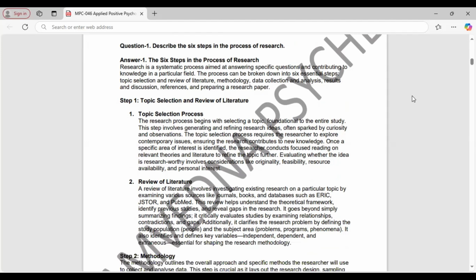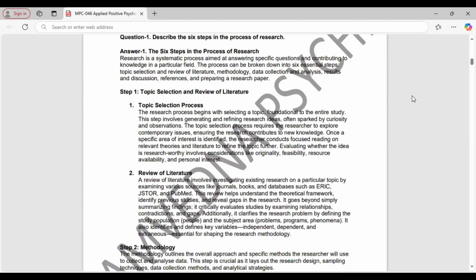First step is topic selection and review of literature. The research process begins with selecting a research-worthy topic based on originality, feasibility, and relevance to contemporary issues. The researcher explores existing theories to narrow down the topic. A thorough review of literature follows, examining journals, books, and databases such as ERIC or PubMed. This review identifies gaps in current research, clarifies the research problem, and defines the study's variables, that is, independent, dependent, and extraneous, that will shape the research's methodology.